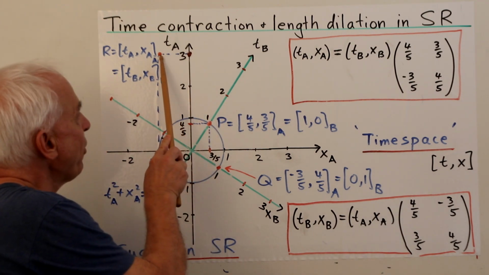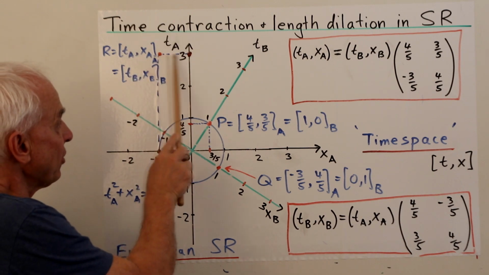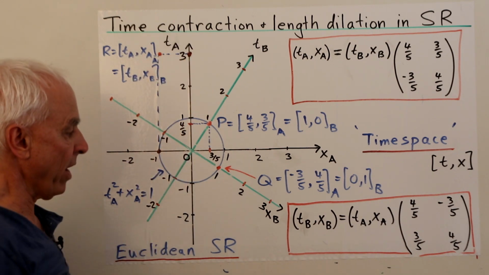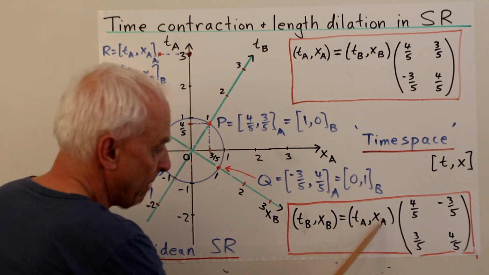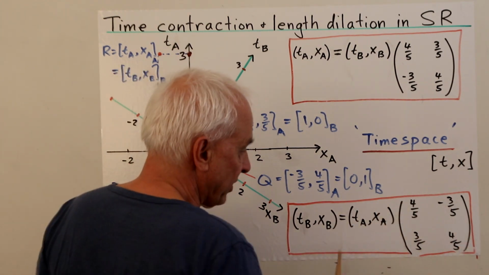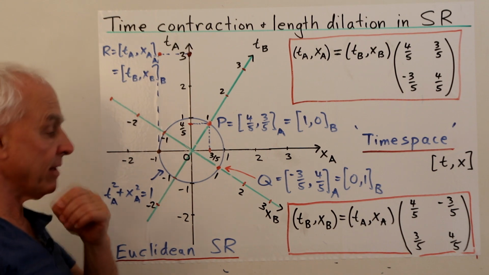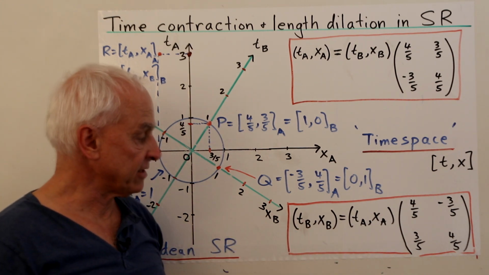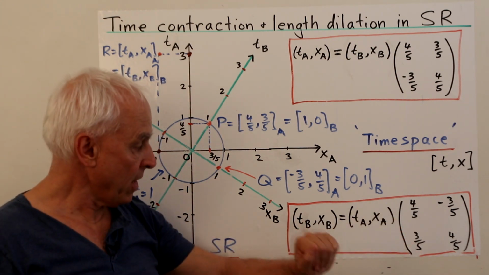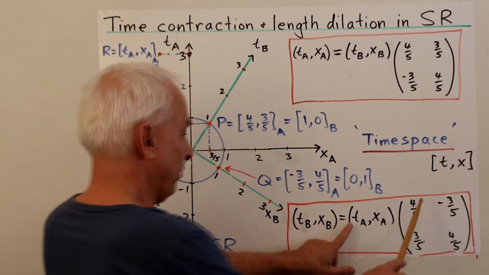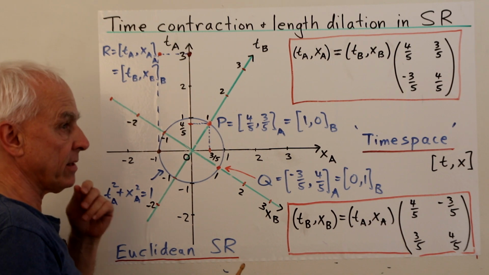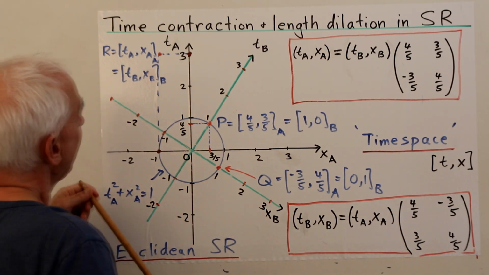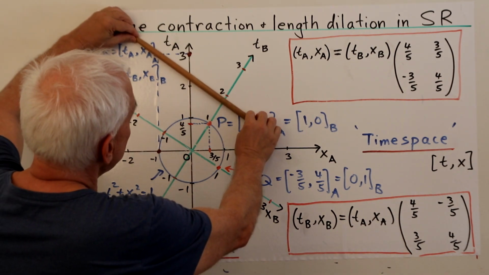taking this point here, which in the A system is the point 3, -1. So we know what T_A and X_A are. They are 3, -1. And let's multiply by this matrix and check that we're going to get reasonable values for T sub B and X sub B as this thing claims. Okay, so 3, -1, so that'll be 12 minus 3, so it'd be 9/5. So that's just a little bit less than 2, okay?